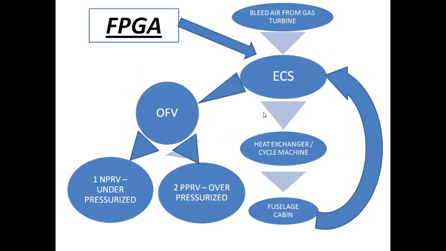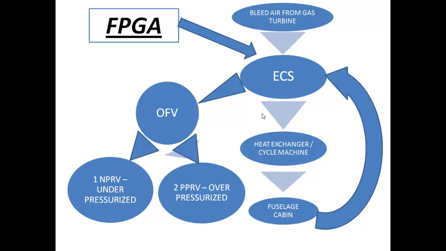Bleed air from gas turbine is compressed. Then it goes into ECS, which is programmed by FPGA. Next, the pressurized gas enters the heat exchanger cycle machine. From the heat exchanger cycle machine, pressurized gas goes into the cabin. The cycle of the flow goes out to ECS as well. ECS controls gas going out and in of the system by OFV, which is known as outflow valve.